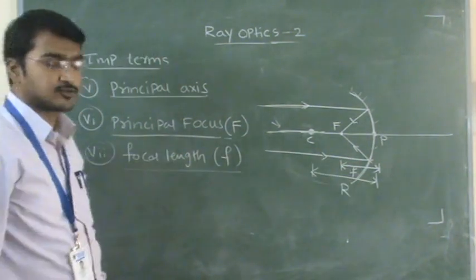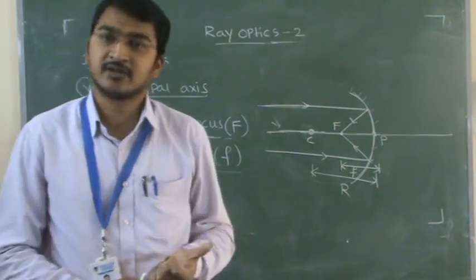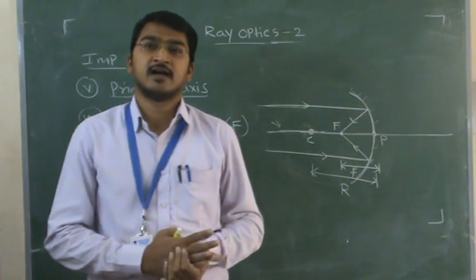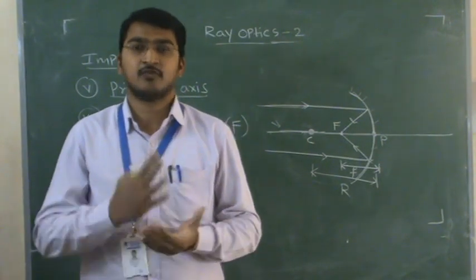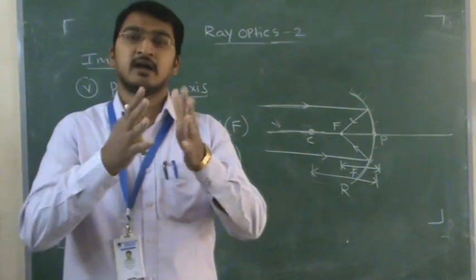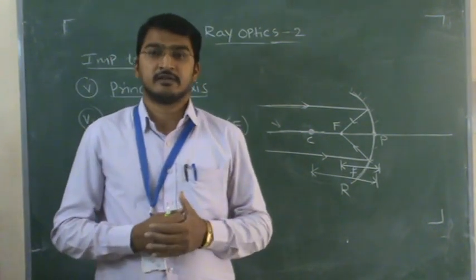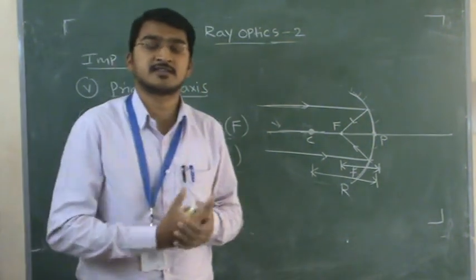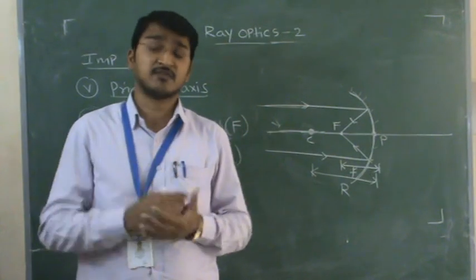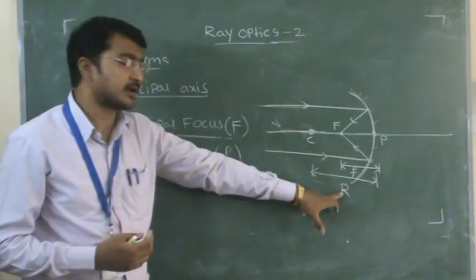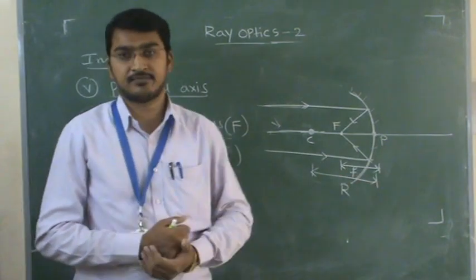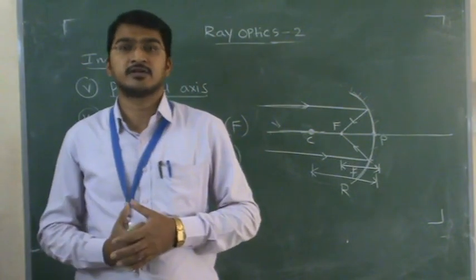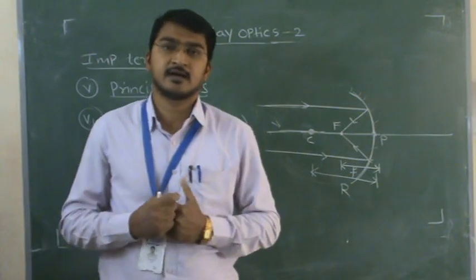So what we discussed: center of curvature, radius of curvature, pole, aperture, principal axis, focal length, and focus point. I have already given the notes, just revise them. In the next class we will go through the sign conventions, how to measure the distance of object and image, and the relation between capital R and small f, focal length and radius of curvature. It's a very important derivation, so it is compulsory. We'll discuss it in the next class.